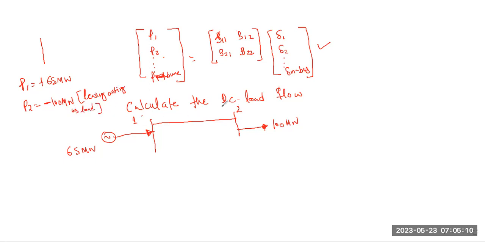Then this is my line number one. He is giving me the value in terms of x12. X12 is equal to 0.2, right? Then I have another bus that is going down here.